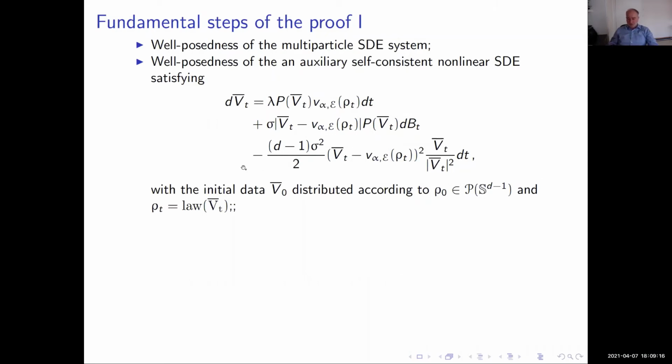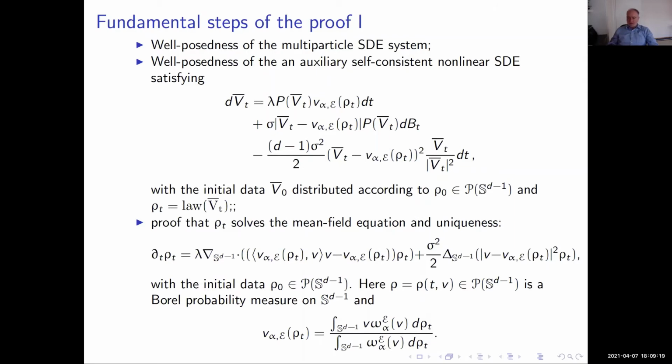Then one proves that the law is solving a partial differential equation of Fokker-Planck type, where everything is defined on the sphere. In particular, the differential operators are projected on the tangent plane. This is the corresponding Laplace-Beltrami operator, and this is the typical divergence-type operator on the sphere. And so we discover that the law of this monoparticle system behaves in the following way.